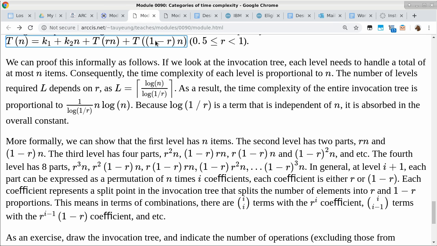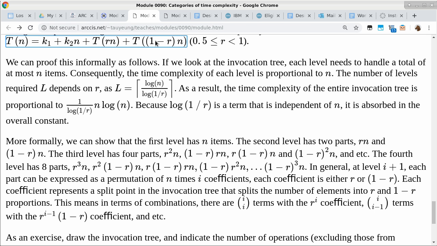What about K2? How many of K2s do we have? Each level has n items, right? And then everything is proportional to n. K2 is proportional to n. So we just have n squared. No, it wouldn't be n squared, because if you break down all the nodes for each level, each node only has a portion, and the sum of all of those is n. So we only have K2 times n also.